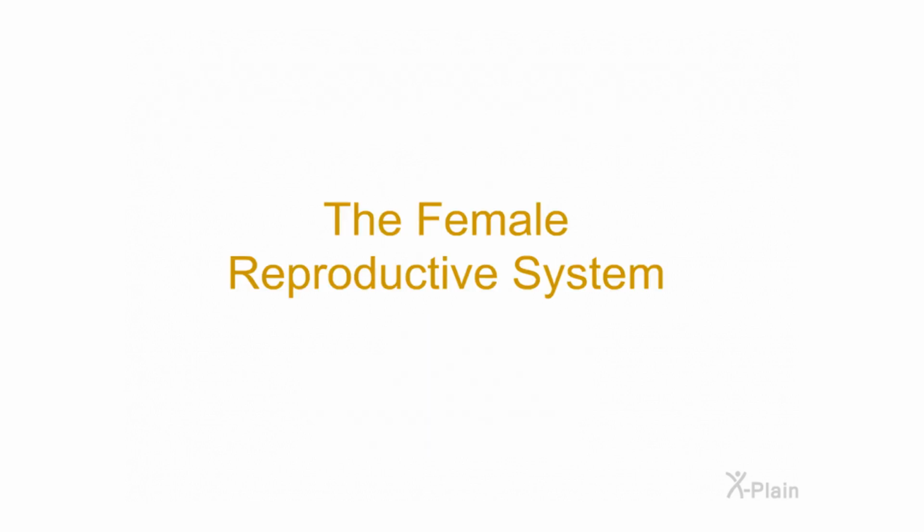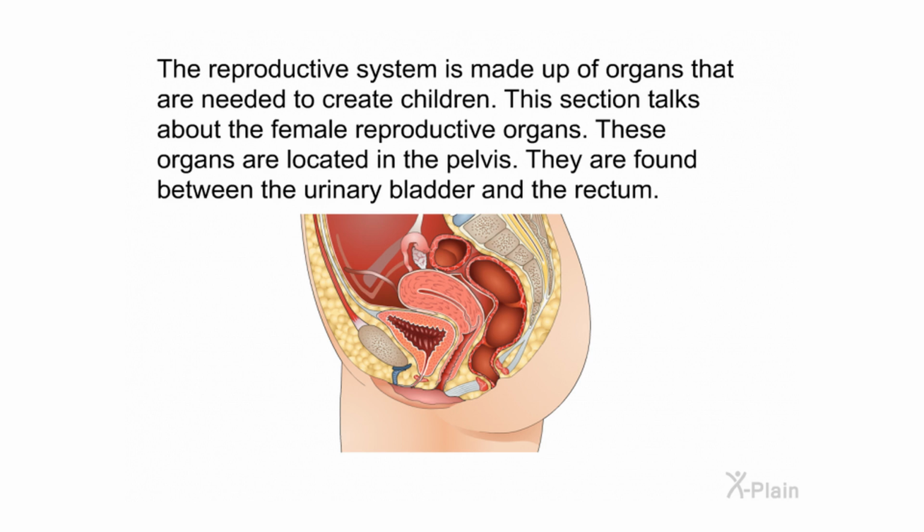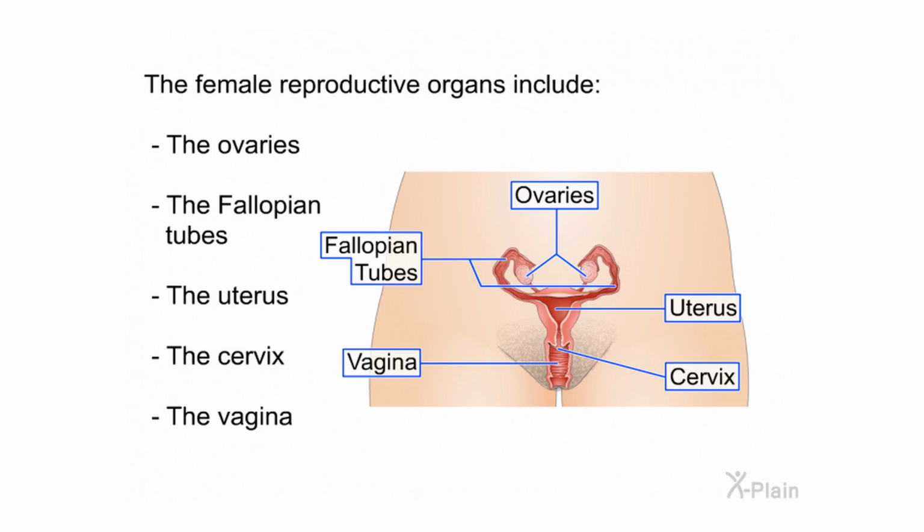The female reproductive system. The reproductive system is made up of organs that are needed to create children. This section talks about the female reproductive organs. These organs are located in the pelvis. They are found between the urinary bladder and the rectum. The female reproductive organs include the ovaries, the fallopian tubes, the uterus, the cervix, the vagina.